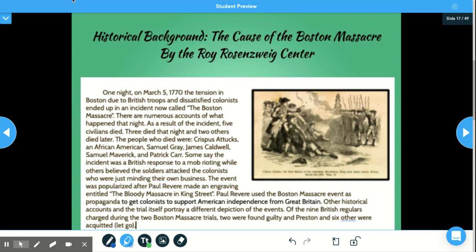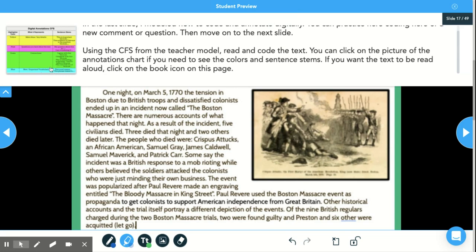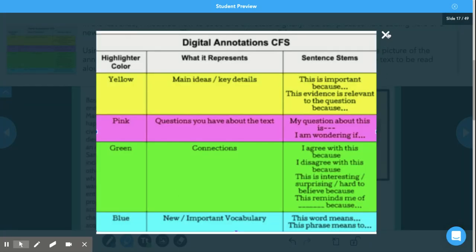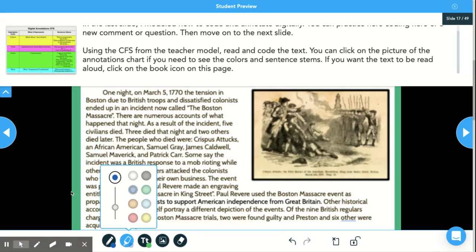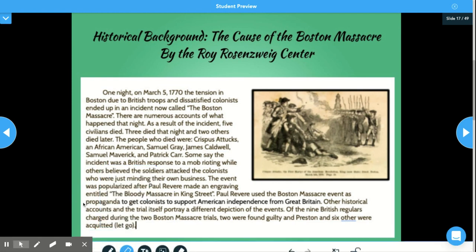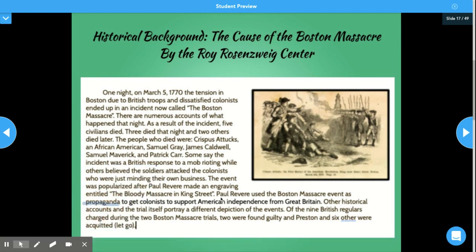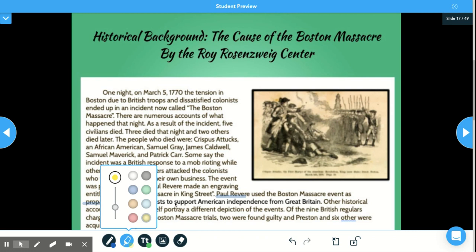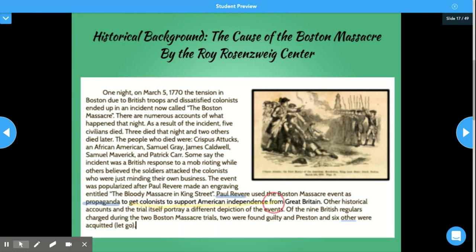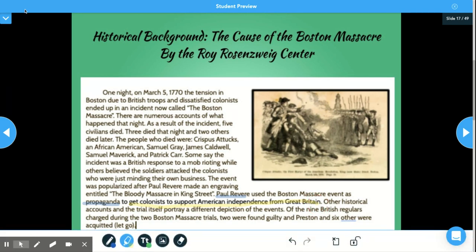Great. Now that I've read, let's use the digital annotation chart to highlight and code the text. I'm going to start with vocab. That is blue. I saw the word propaganda, and I know that's one of our vocabulary words for today's lesson, so I'm going to highlight that blue. So they're saying Paul Revere's drawing was propaganda, and one of the main ideas, which I'll highlight in yellow, is that he used that drawing to get colonists to support American independence from Great Britain.